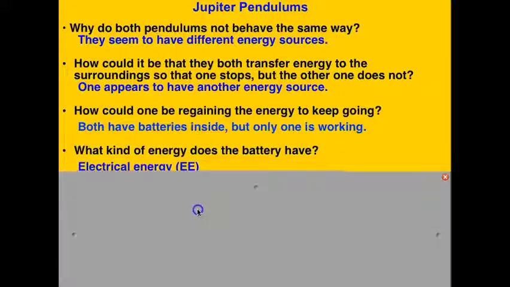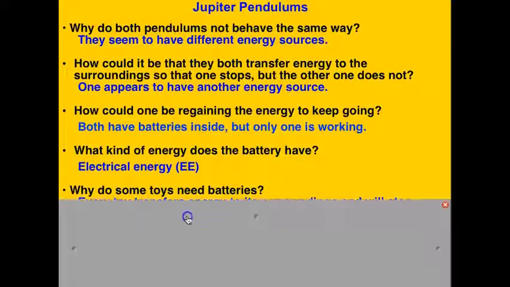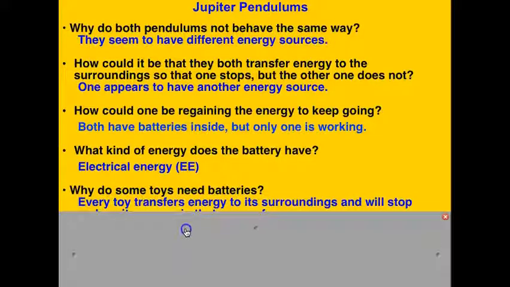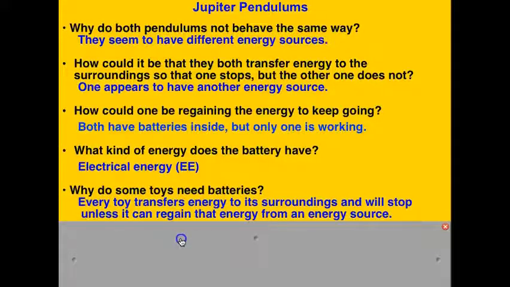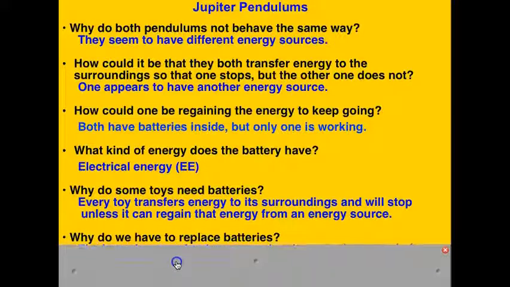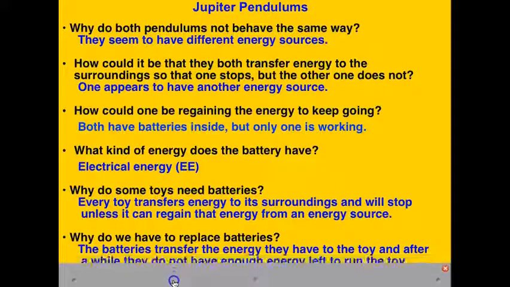What kind of energy does the battery have? Well, it has electrical energy, or EE. Now, be careful. If you have to distinguish between elastic energy and electrical energy, sometimes I'll have you write ELE for electrical energy. So why do some toys need batteries? Every toy transfers energy to its surroundings, and it will stop unless it regains the energy from an energy source. Some of these toys need batteries, and once the battery's gone, they no longer have an energy source to keep going. Why do we have to replace batteries? Well, all batteries eventually run out, so either you have to recharge them or you have to replace them.